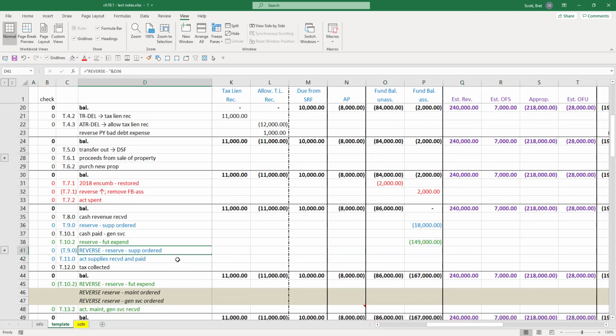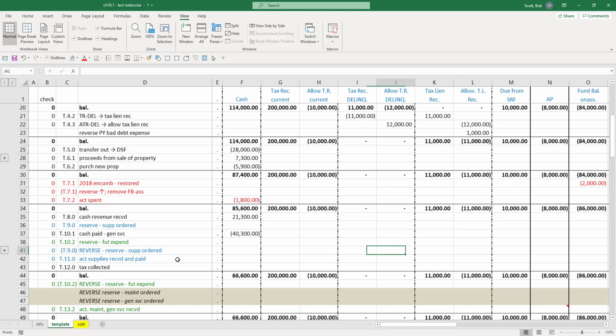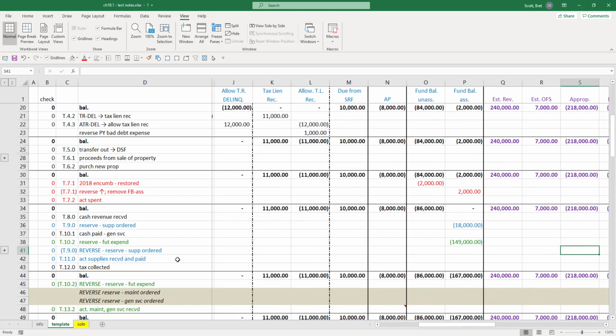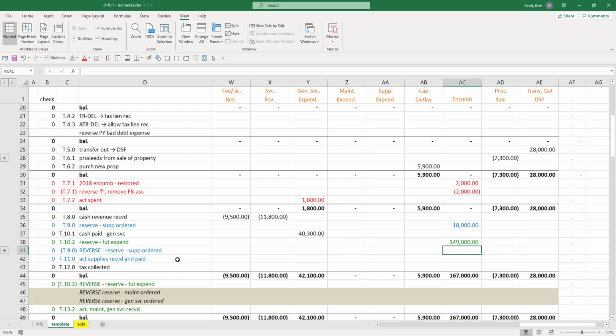So first thing is first. We got supplies. Question 1, did we actually encumber those? Yes, we did. So we have to reverse the encumbrance that we did before. So go all the way over to encumbrances. Remember that 18 from above? Right there? We are now going to get rid of it. Why? Because we have received those.